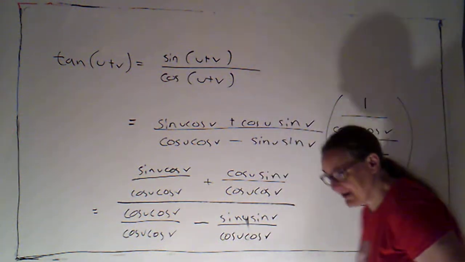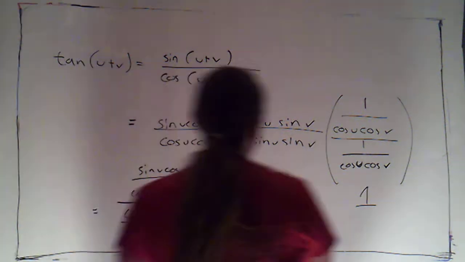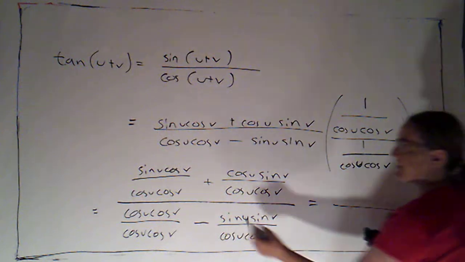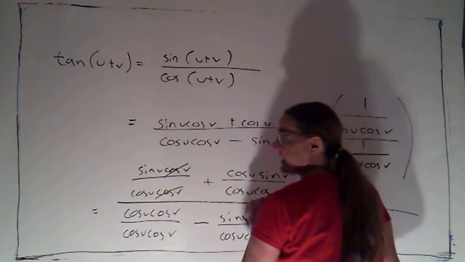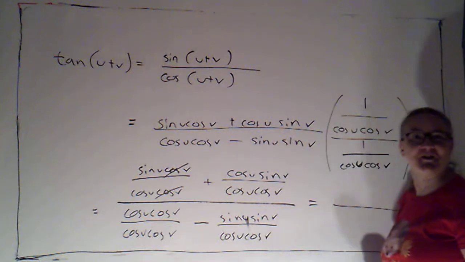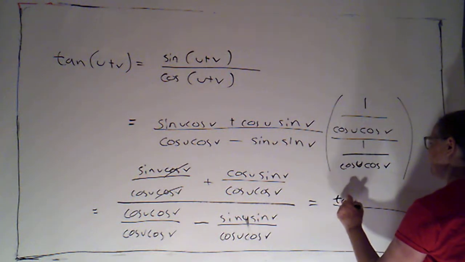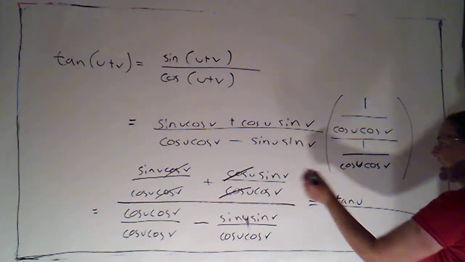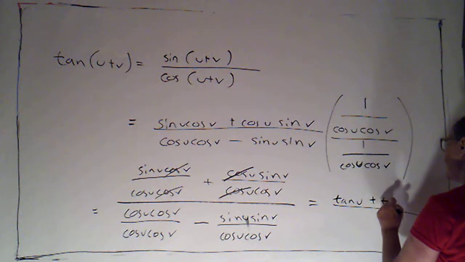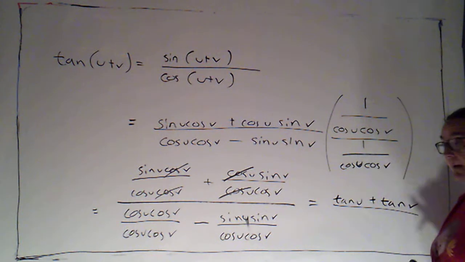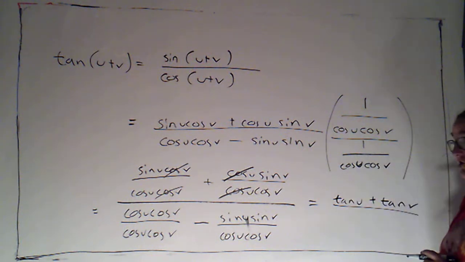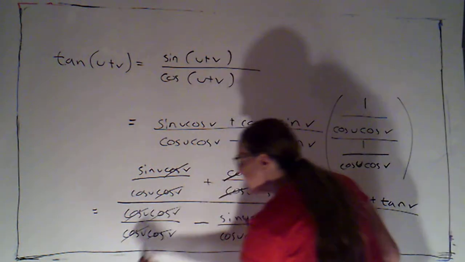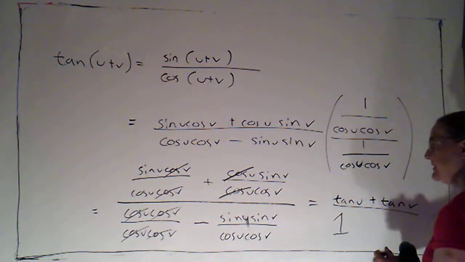So this looks like an atrocious mess, but it actually simplifies quite nicely. Notice here in this first term on top, the cosine v's will cancel. I'm left with sine u over cosine u. That's tangent of u. Here, the cosines of u will cancel. I'm left with sine v over cosine v. That's tangent of v. So the top just becomes the sum of the two tangents. On bottom, everything cancels here, leaving me with a 1.